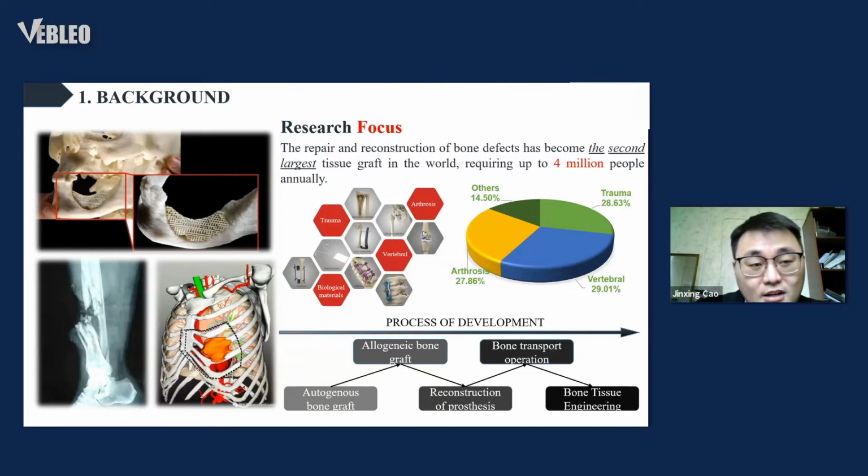There are 3 pictures on the left. They are typical examples of bone defects: mandibular defects, comminuted fractures of the leg, and bone tumors. The repair and reconstruction of bone defect has become the second largest tissue graft in the world, requiring up to 4 million people annually. This is also one of the hottest spots in medical research.